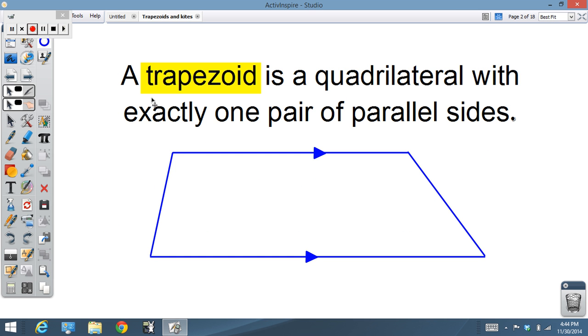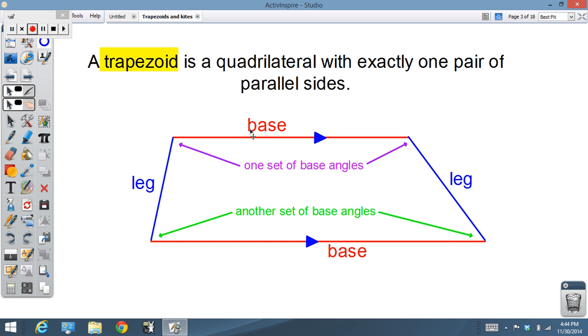So a trapezoid is a quadrilateral with one pair of parallel sides. Clear enough? As opposed to a parallelogram which has two pair of parallel sides, now we only have one and the second pair is not parallel. It's got different parts, all right? The two parallel sides are called bases, and the non-parallel sides are going to be called legs. So parallel sides, bases, non-parallel sides, legs.